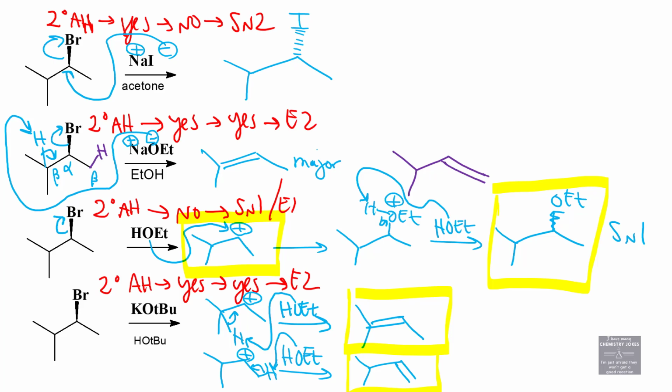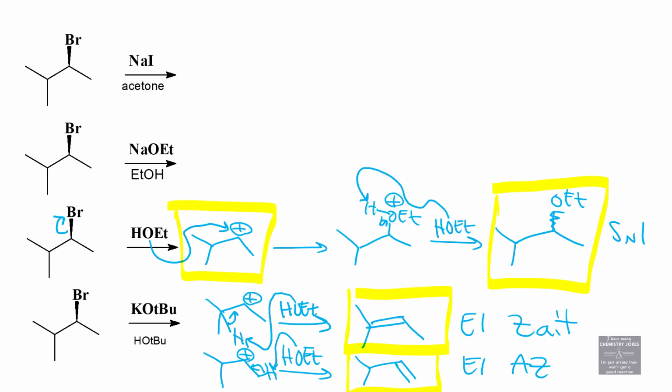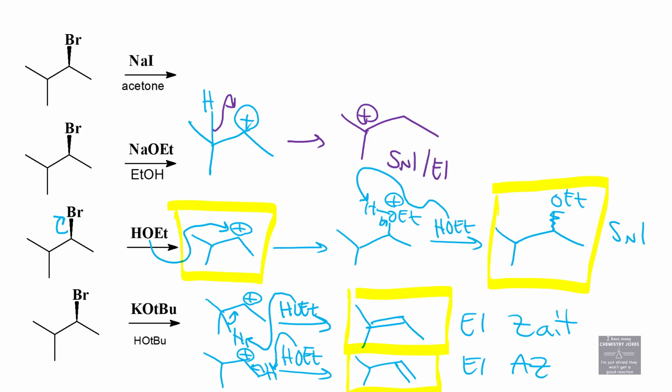But anytime you have a carbocation, you have to watch out for rearrangements. I should have written down here, this is an E1 Zaitsev, and this is an E1 anti-Zaitsev. Let me flush some stuff off the whiteboard, and I'll be right back. All right, so this blue carbocation can undergo a shifty shift, a rearrangement, a hydride shift to get me a brand new purple carbocation. And that purple carbocation can undergo SN1 and E1 as well.